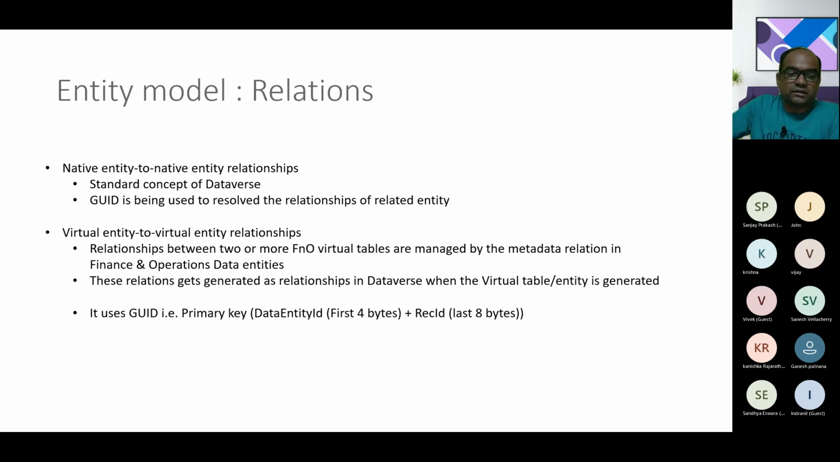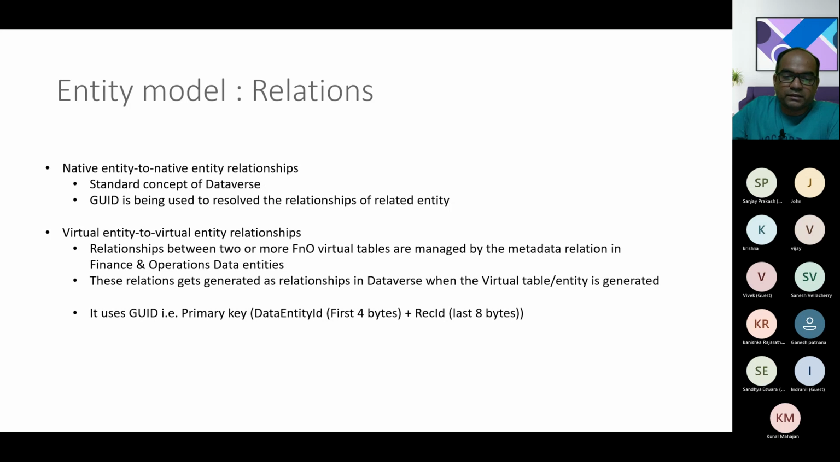So it is very important to understand that when you define the metadata as part of the relationship in the data entity, it will be used as part of the relationship when you enable the data entity as part of your Dataverse virtual table or entity. This relation gets generated as a relationship in Dataverse as soon as you enable the virtual table or virtual entity as part of the transaction process. As I mentioned in the previous slide, it uses the GUID, which is your data entity ID of the first 4 bytes and the RecId of that particular record as the last 8 bytes.